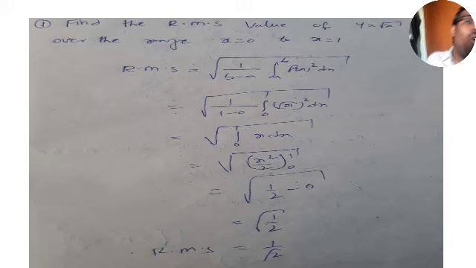I have given the formula. What is the formula? Root mean square value is equal to the square root of 1 by b minus a integration a to b f of x whole square dx.